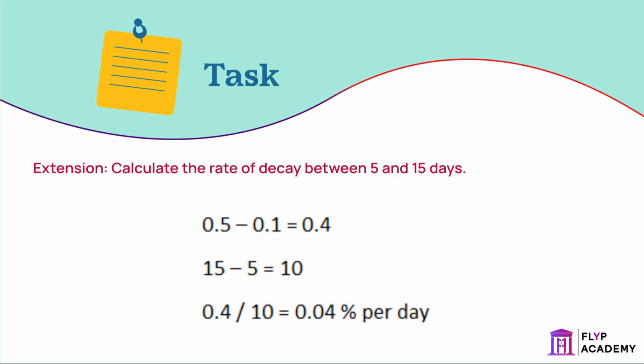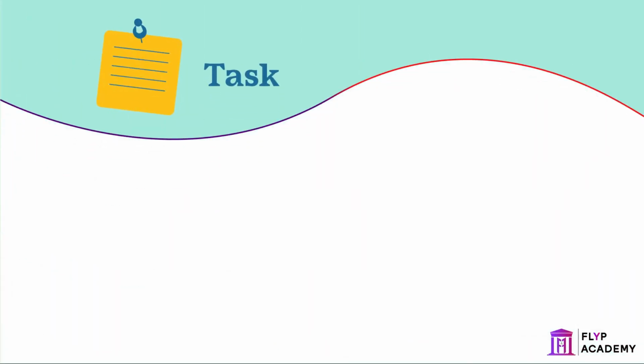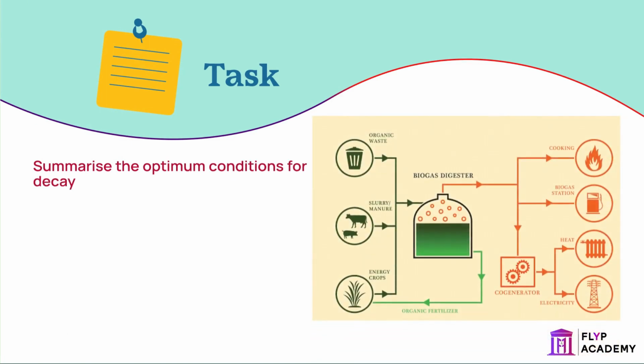0.5 minus 0.1 equals 0.4. 15 minus 5 equals 10. 0.4 divided by 10 equals 0.04% per day. Task: summarize the optimum conditions for decay. The optimum conditions for decay are small pieces of matter to decompose, airflow to provide oxygen, moisture, and warm temperature.